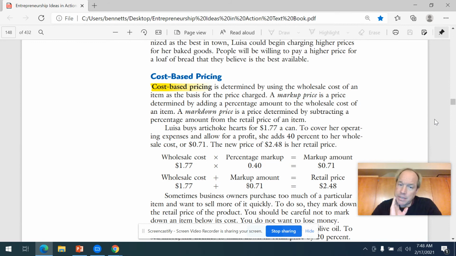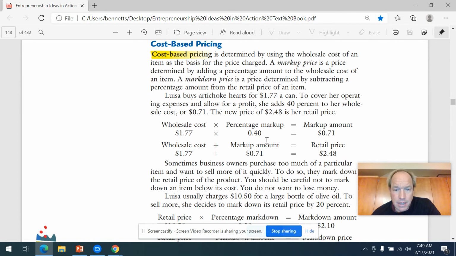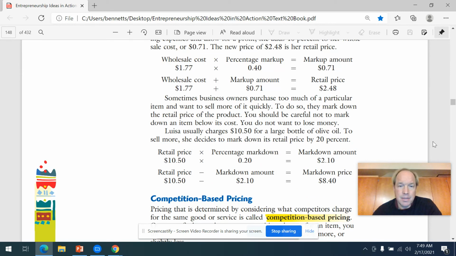Louisa buys artichoke hearts for $1.77 a can. Now, to cover her operating expenses and allow for a profit, she adds 40% to her wholesale costs, or 71 cents, which is the new price of $2.48, her retail price. So wholesale times the markup percentage equals the markup amount. Wholesale cost plus the markup amount equals the retail price.